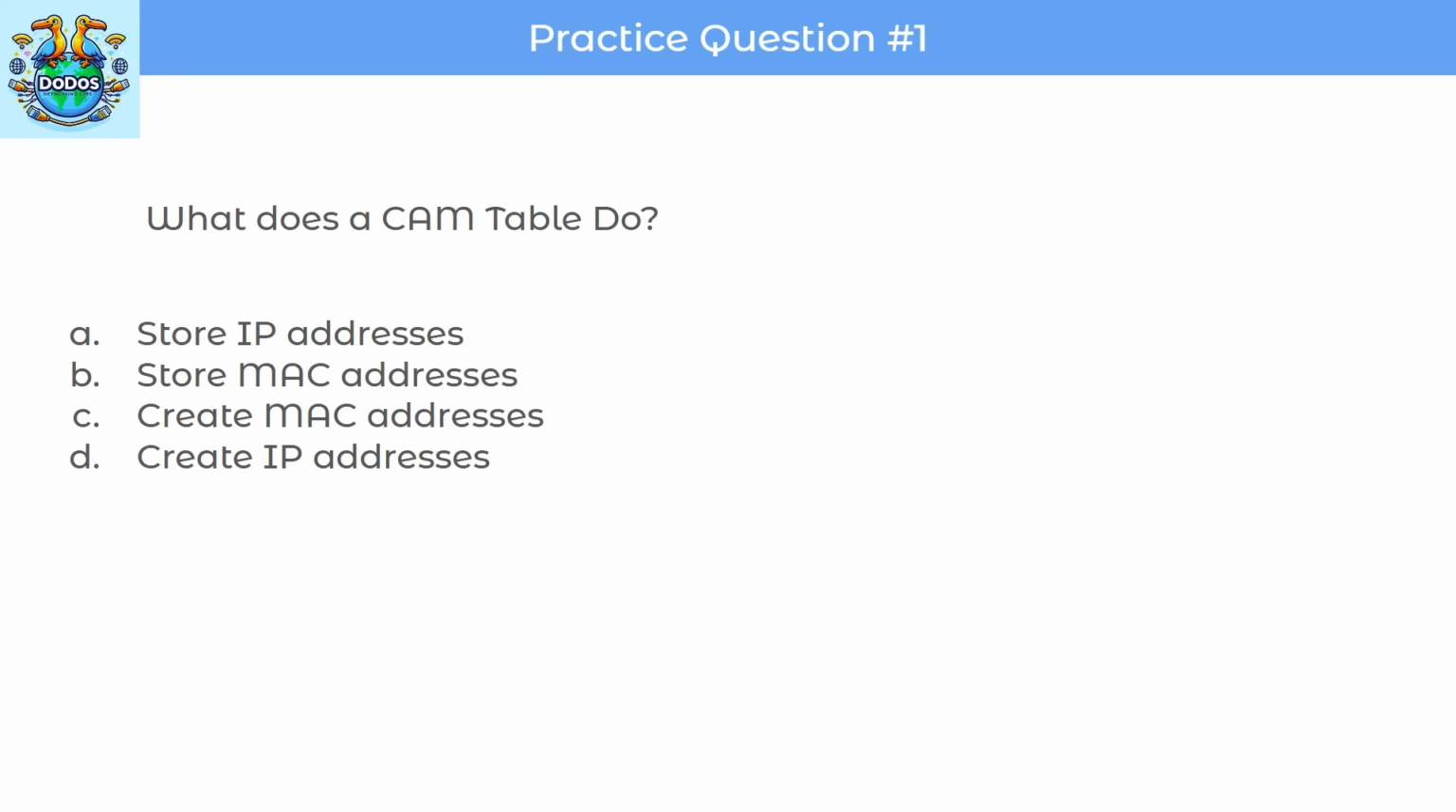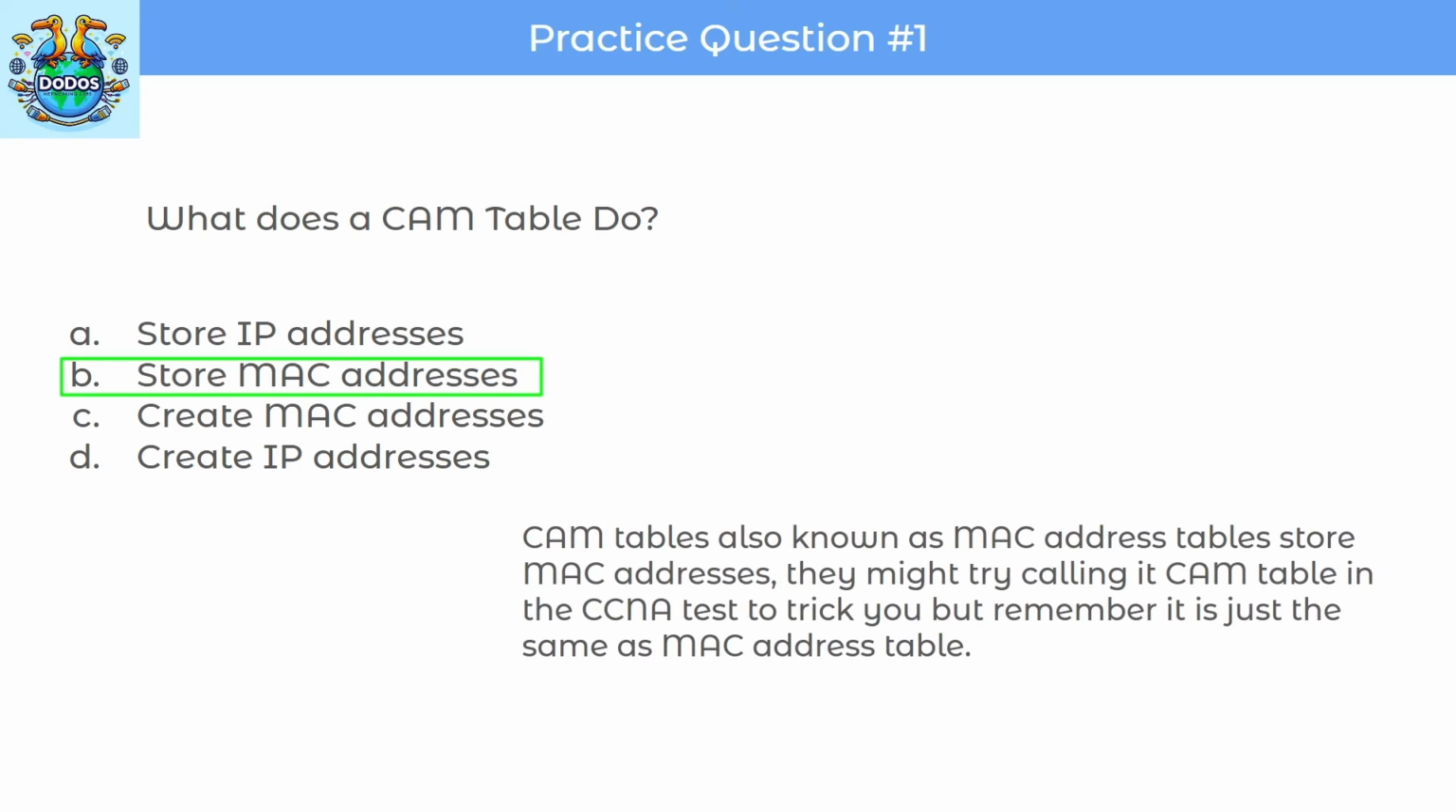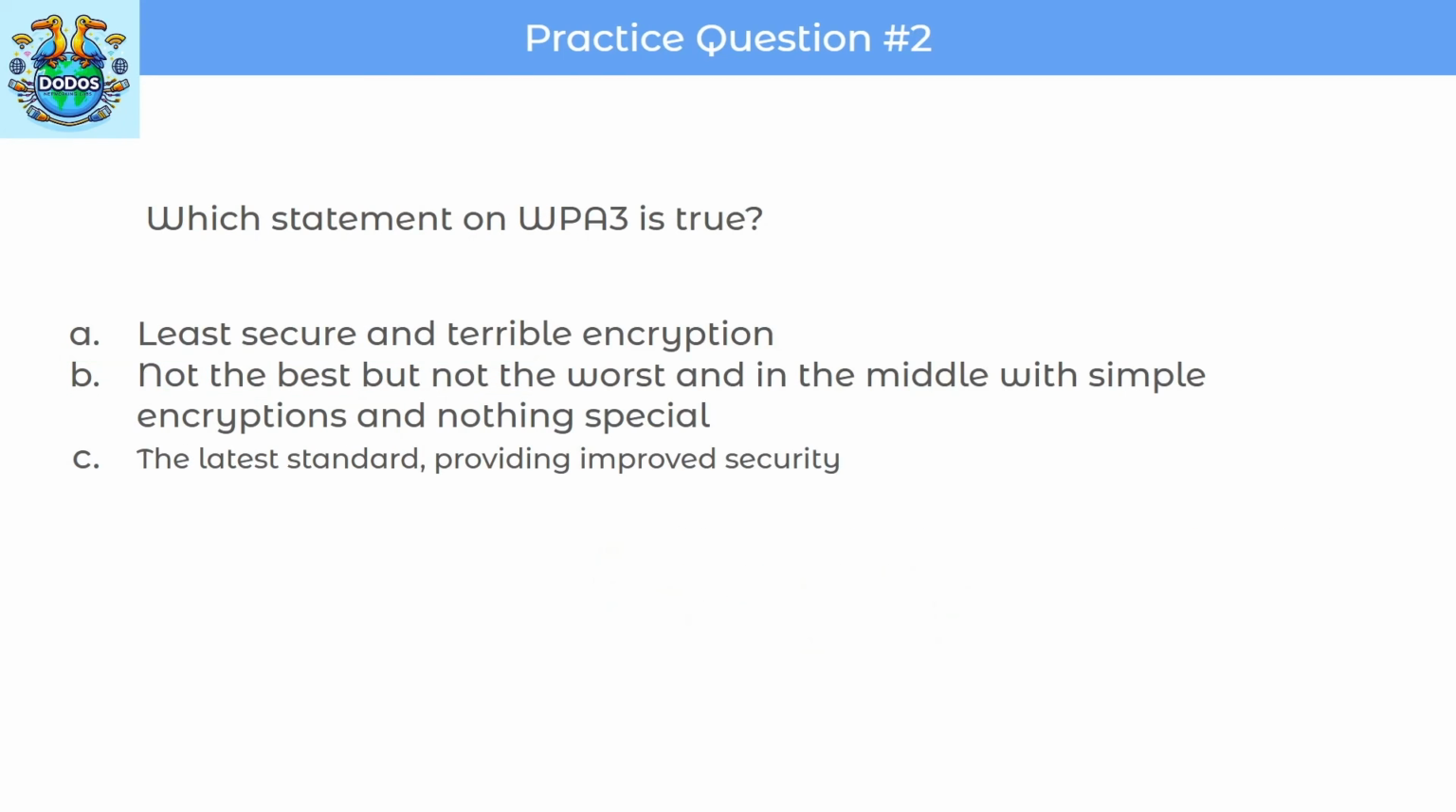Alright, let's get to our practice questions. What does a CAM table do? A, B, C, or D? I'll let you pause and you pick the answer. The answer is B. This is why. Remember, CAM tables are interchangeable with MAC address tables. They might trick you on the CCNA. So remember, it's just the same thing.